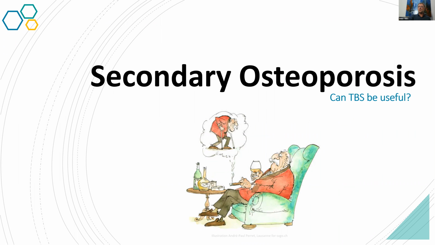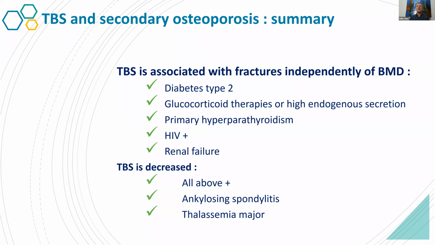As for secondary osteoporosis, I won't have much time to go through that. It has been demonstrated in type 2 diabetes, in GIO patients, primary hyperparathyroidism, HIV, CKD patients, and many others, that TBS is almost more impacted in secondary osteoporosis than BMD itself. Type 2 diabetes is a good example. In type 2 diabetes, BMD tends to be supernormal, while we know the level of risk increases and the number of fractures increases in type 2 diabetic patients.